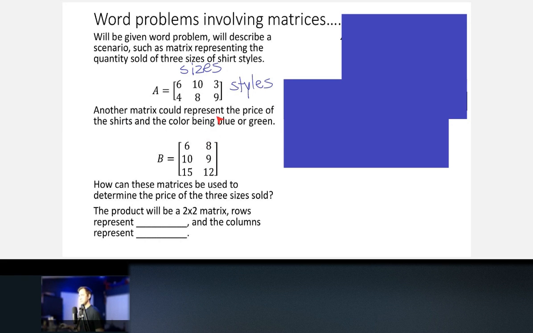So for the sizes, are the sizes the rows or the columns? And why? So why do you think the columns are still the sizes?